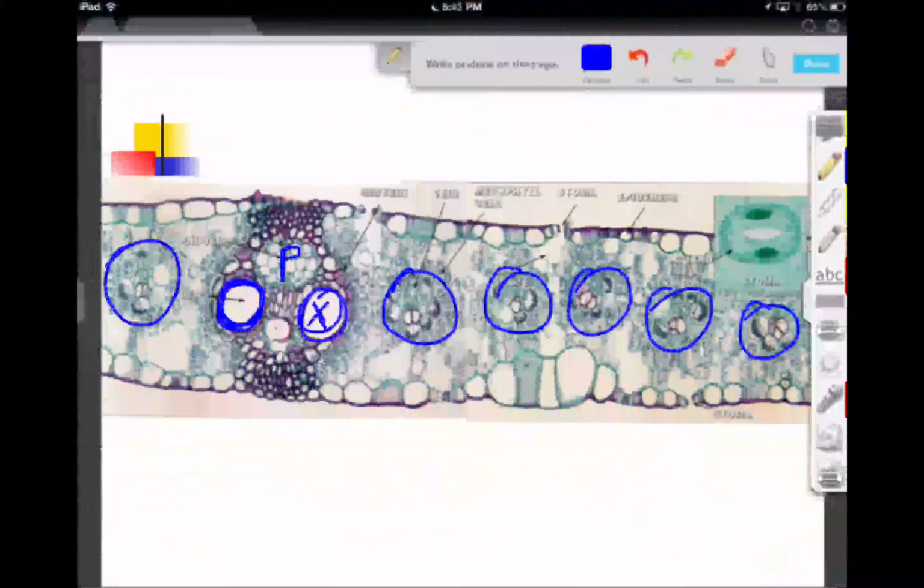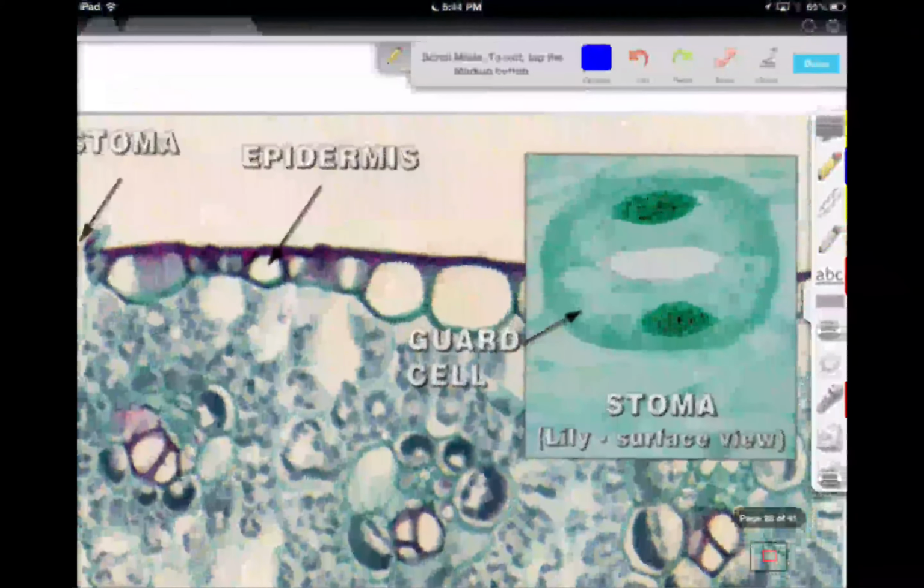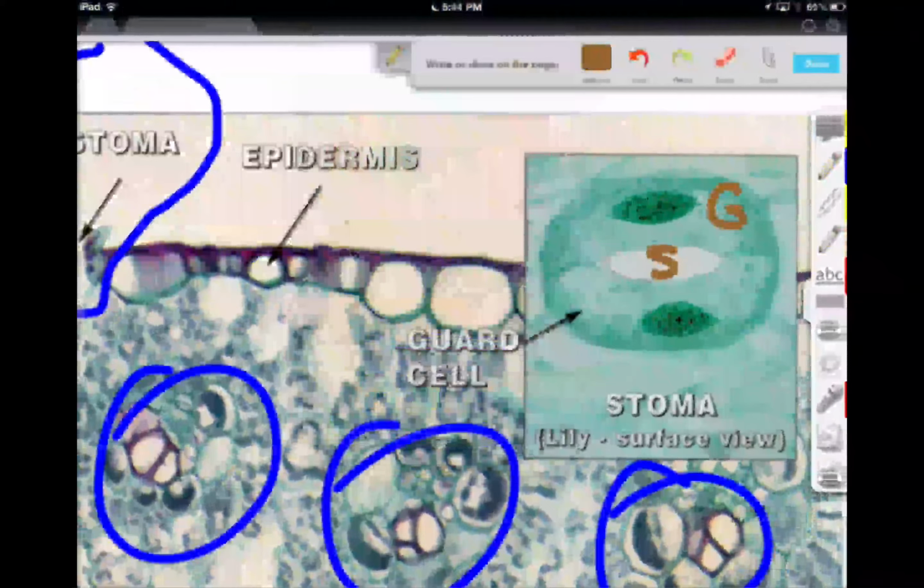Notice that it has stomata on the upper surface. And here's a neat little shot of one right here. You can see the stomata. Let's switch colors here. Hit done for a second. Let's go with the brown again. This is a stomata, and there's one guard cell and another guard cell. Kind of looks like a mouth with lips there. I always thought it was kind of fascinating.